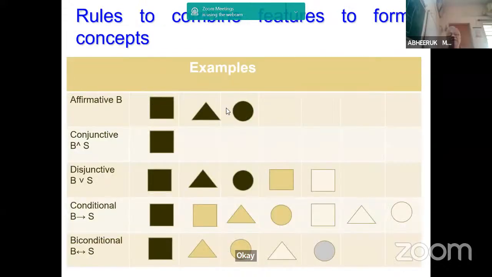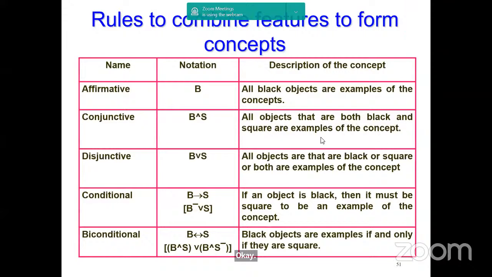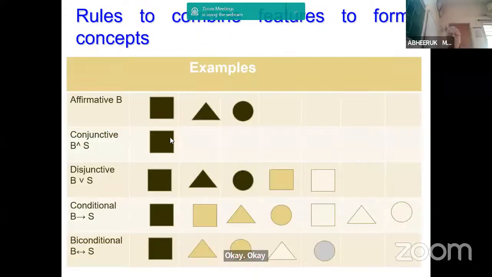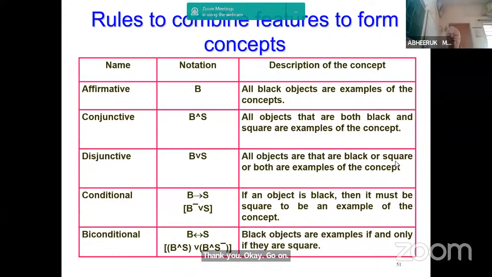So these are all black objects. Next, we are going to the next rule we are applying: all objects that are both black and square. So black and square, no other shape is coming. This is called conjunctive. Next is disjunctive: all objects that are black or square. Just one minute.